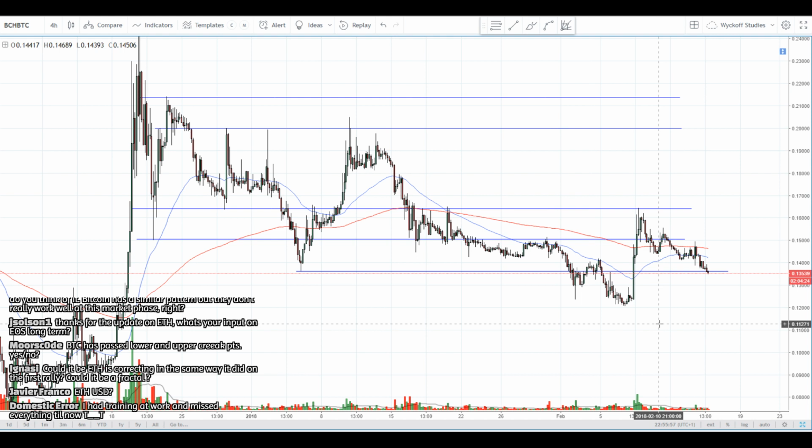Could it be Ether is correcting in the same way it did on the first rally? I'll define first rally and be more specific. Could it be a fractal? I don't know what you're referring to.